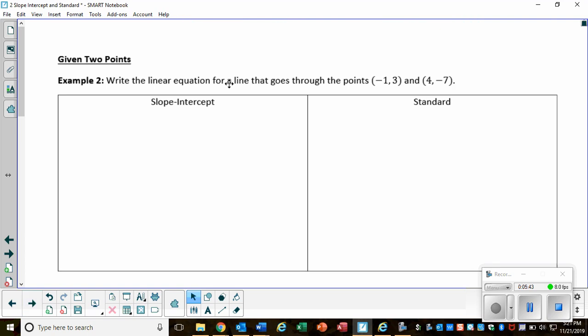Okay, now we're going to do it given 2 points. So, slope-intercept form, we need a slope and a y-intercept.